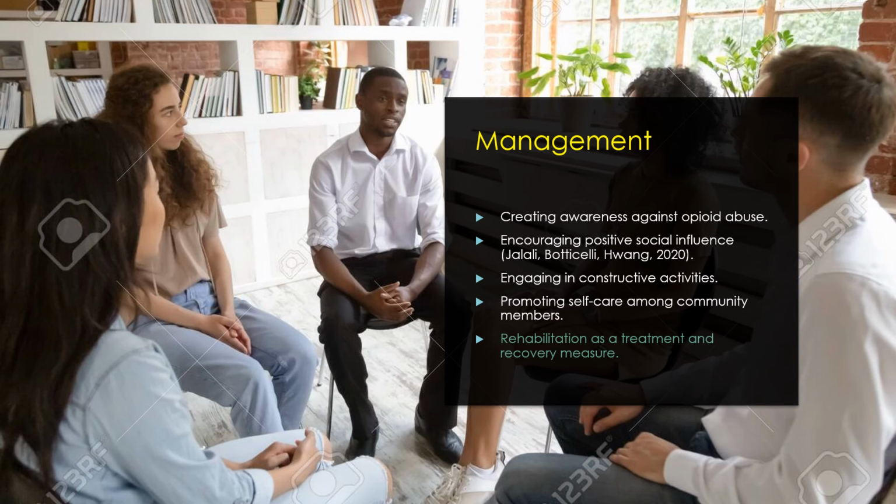Management. The most basic measure is creating awareness against opioid abuse, encouraging positive social influence, and engaging in constructive activity that replaces idleness that could lead to opioid abuse. Additionally, self-care plays a major role in emotional and psychological health and rehabilitation, and the 12 steps are also widely used to manage opioid abuse and overdose problems. The goal is to use management strategies to avoid relapsing into addiction or abuse, or to prevent drug abuse problems from developing.